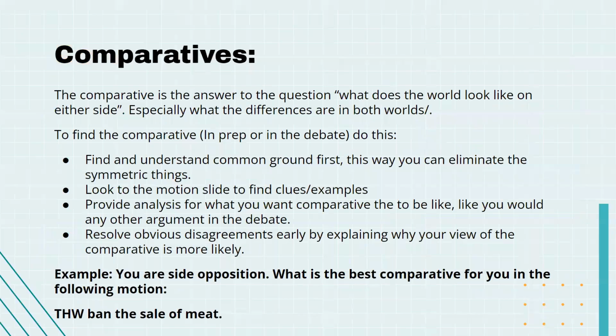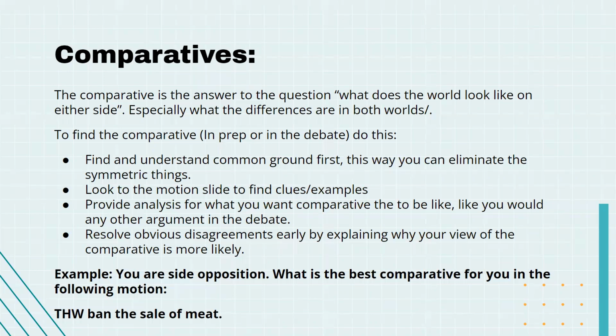So firstly, comparatives and prioritization. What is a comparative? Basically, the comparative answers the question, what do both worlds look like? And more importantly, what are the differences between both worlds? Because the similarities between both worlds don't matter, except for you to recognize what arguments you need to draw from the debate. So to find the comparatives, there are four broad things you should do.